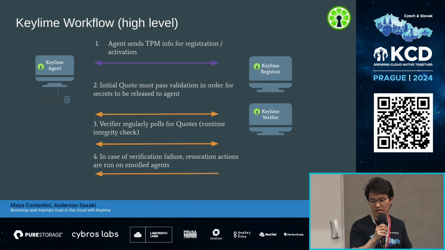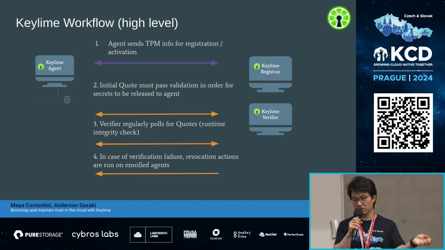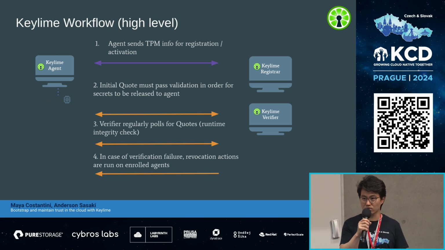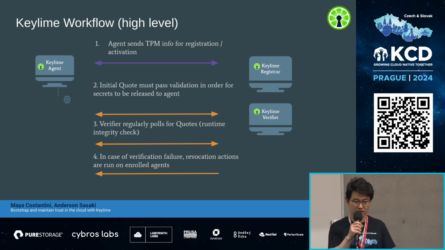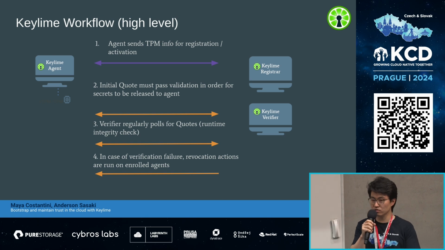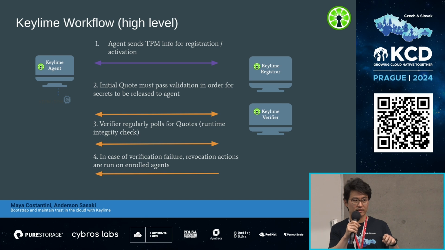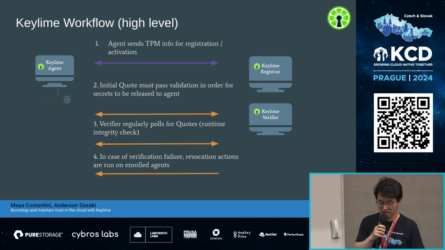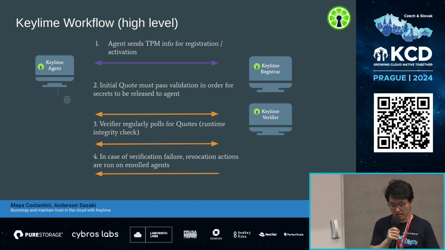Then the verifier will get the agent from the database that the registrar stored and will ask for an initial quote. The agent will send an initial quote, called the identity quote, which is the quote of the current state of the agent. The verifier will verify that the quote is valid by using the public key that was provided in the first step. And upon a good verification, when the state is attested, the verifier can optionally release some payload and send it to the agent.